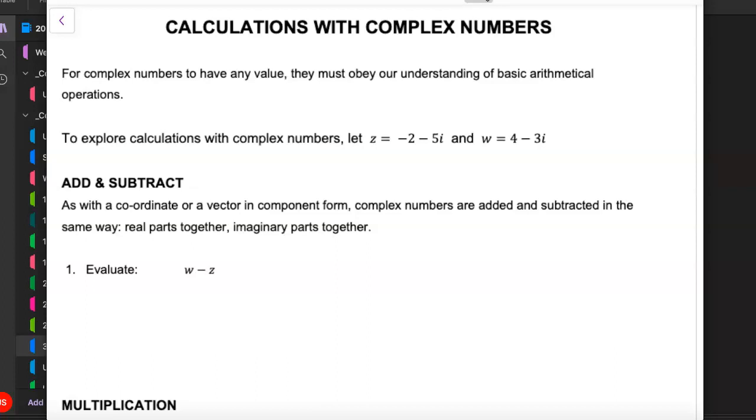In this video, we're going to have a look at calculations involving complex numbers. So a reminder, a complex number, given the letter Z, most of the time is in the form of a plus bi. a is the real part and b is the imaginary part of our complex number.